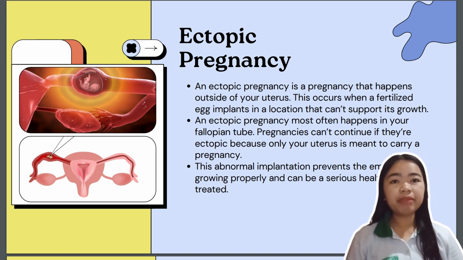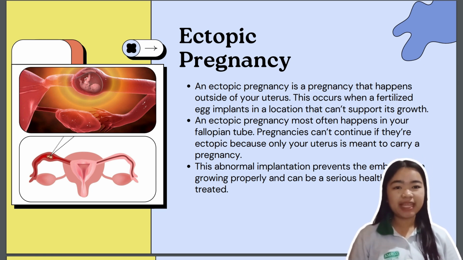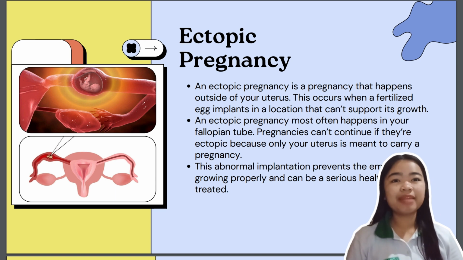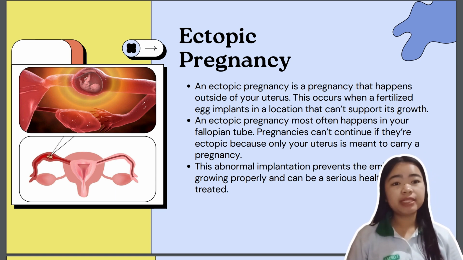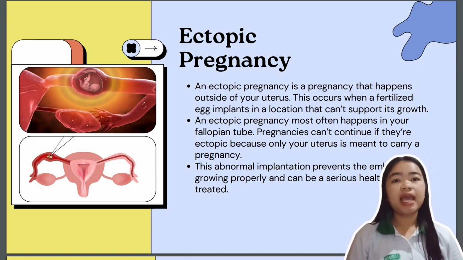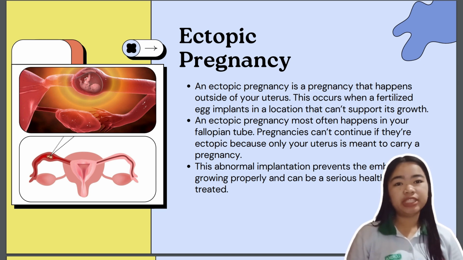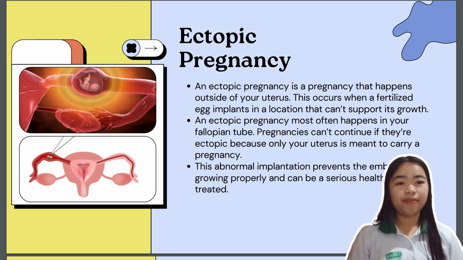This abnormal implantation prevents the embryo from growing properly and can be a serious health risk if not treated. Ectopic pregnancies can become life-threatening, especially if your fallopian tube breaks or ruptures. This can result in a ruptured ectopic pregnancy, and it can cause severe bleeding, infection, and sometimes death. This can become a medical emergency, and it requires medical attention to treat quickly and to avoid further complications.